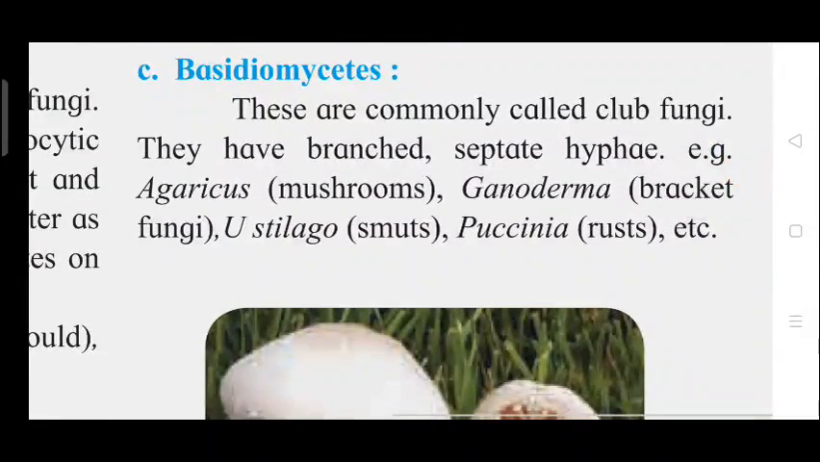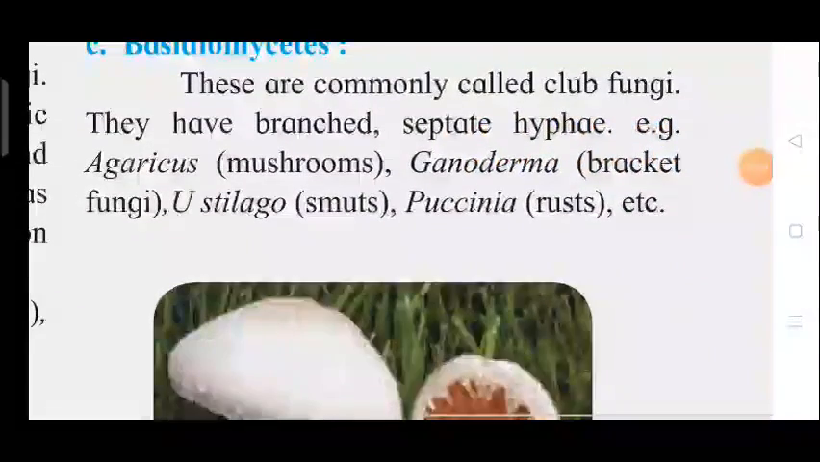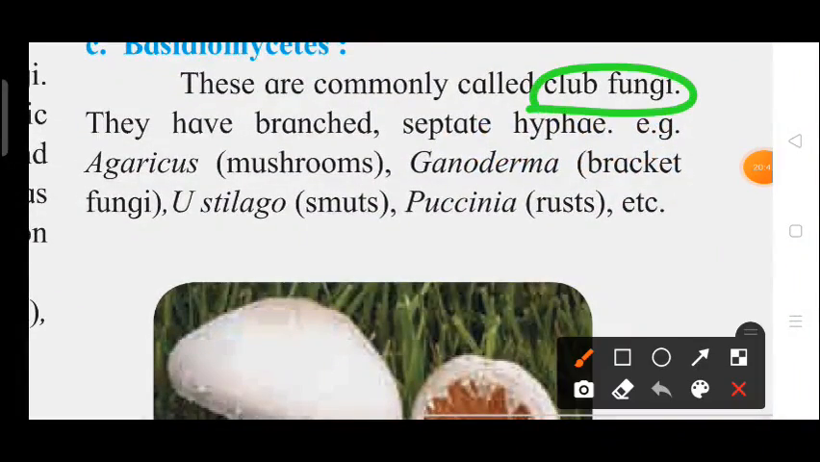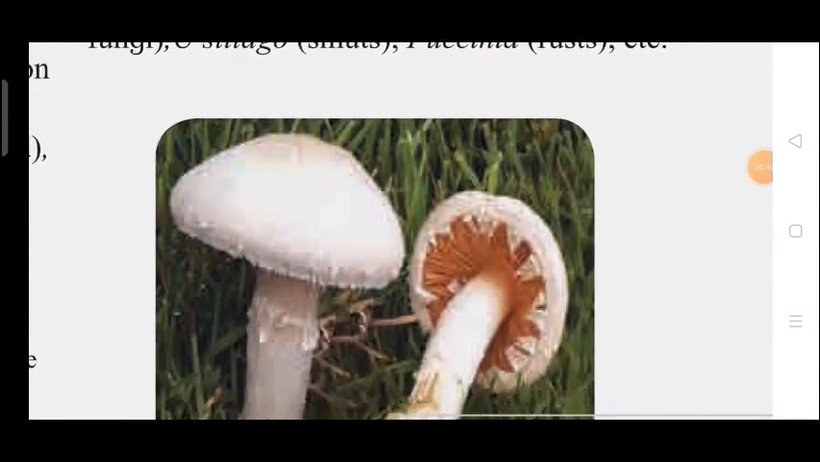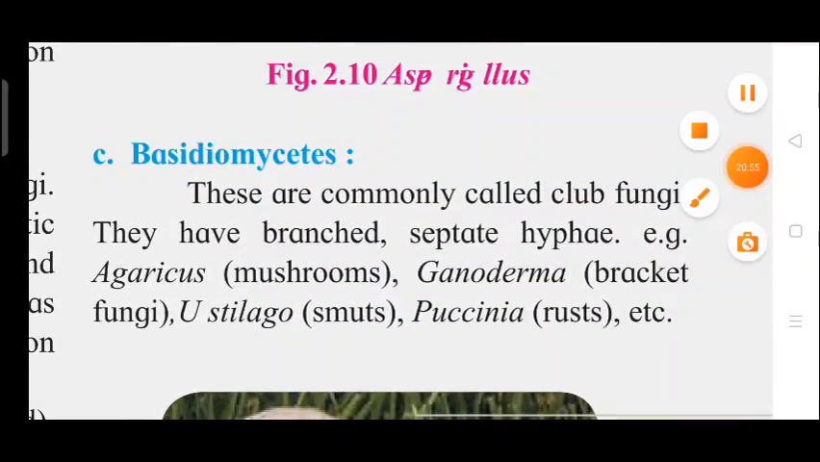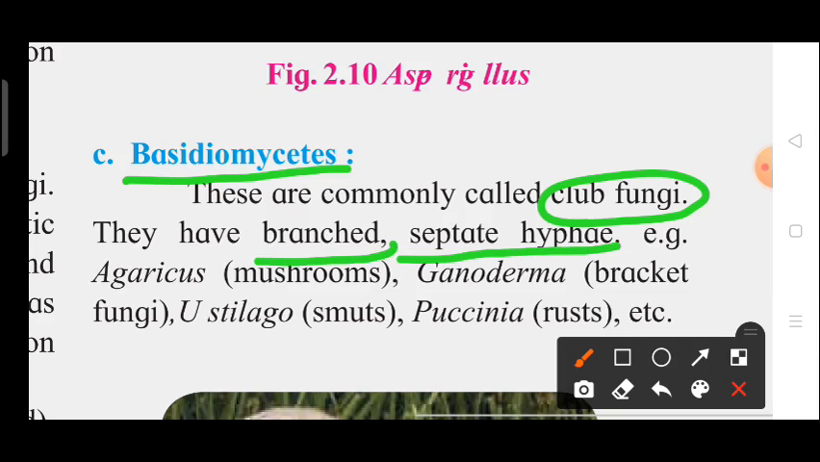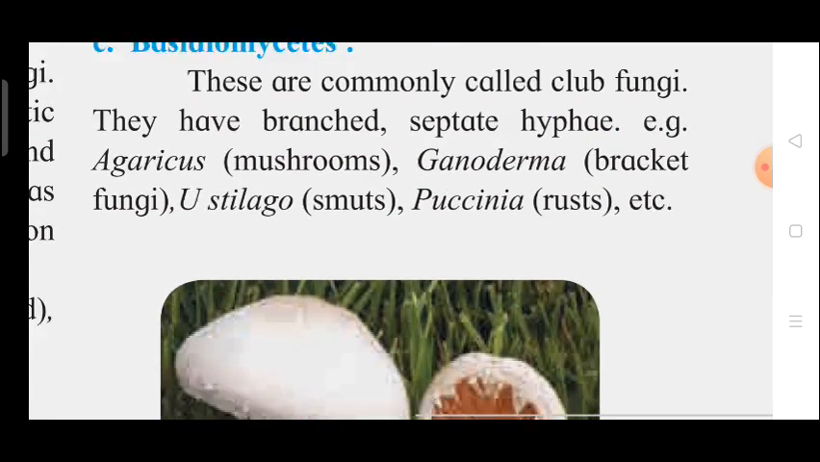Then the third is Basidiomycetes. They are commonly called club fungi. Here is the diagram of these. These are the mushrooms. Okay, Basidiomycetes are called club fungi. They have branched, septate hyphae. An example is Agaricus, as shown in the figure.